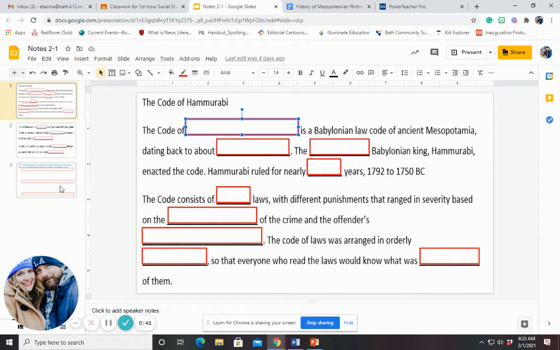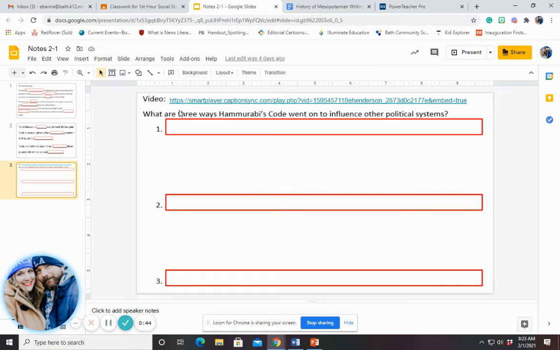One thing that is different about these notes is on slide 3, you will see that there is a short video for you to watch where I would like for you to tell me 3 things that you learned about how Hammurabi's code influenced other political systems. You can find the link for that video right here. It is also attached to the assignment on the Google Classroom.